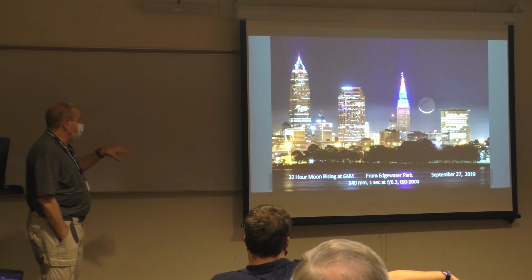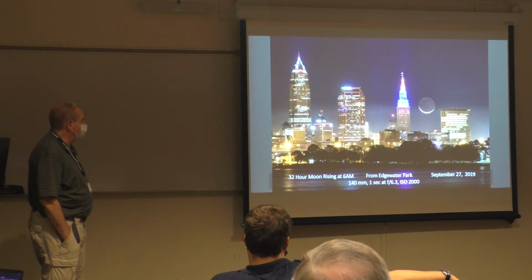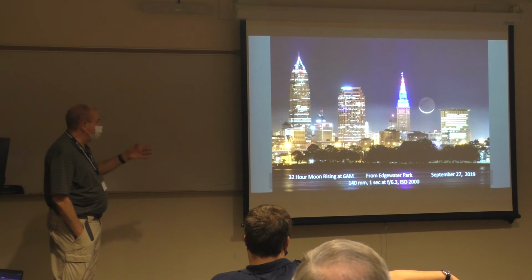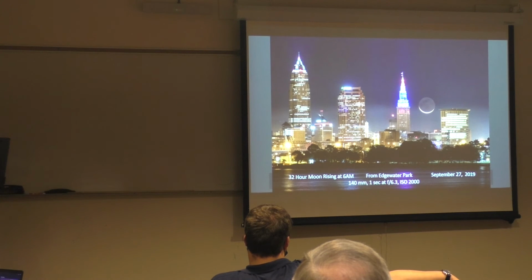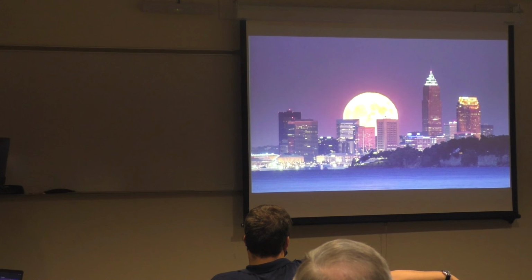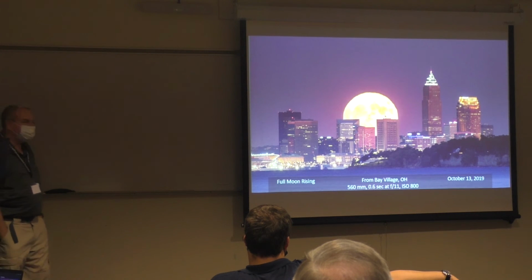This is an old moon rising just before dawn over downtown. Another example of a shot that was well aligned with the buildings in Cleveland. We're fortunate that way. Then this shot is 2 weeks later at the full moon.